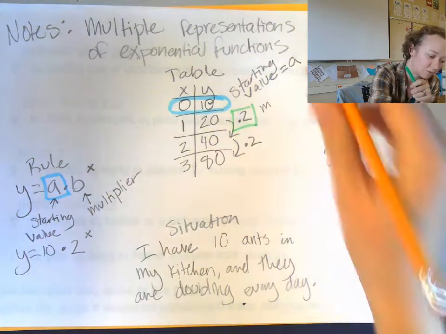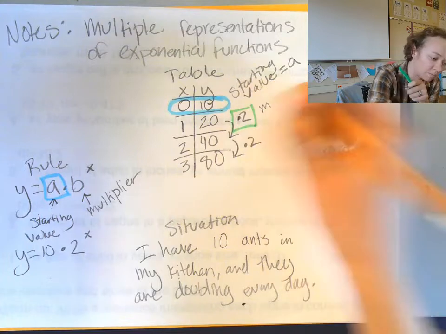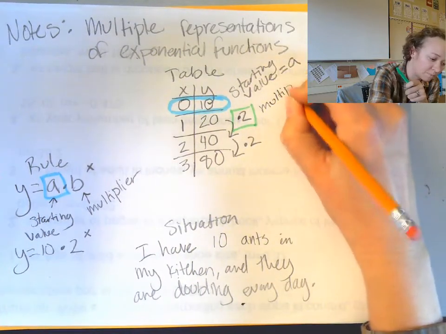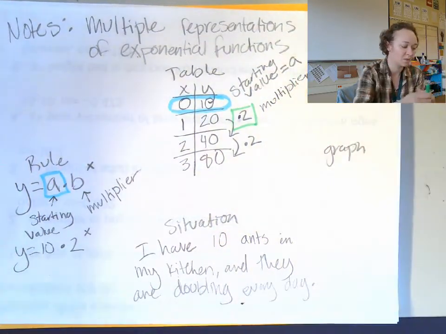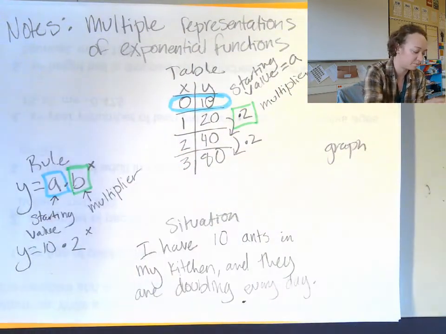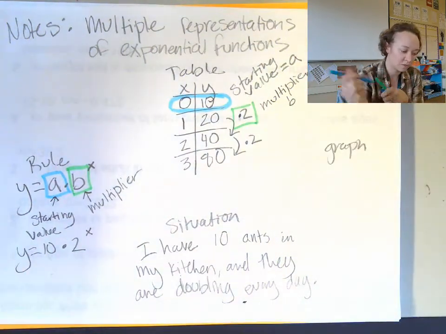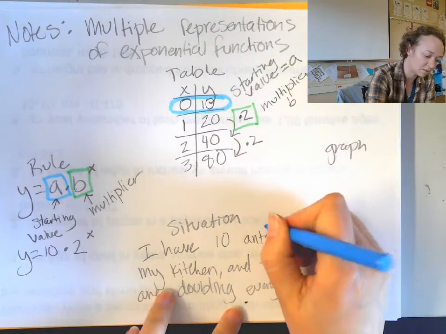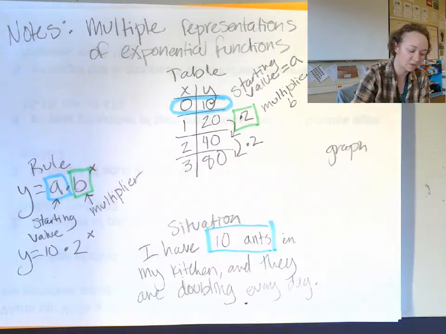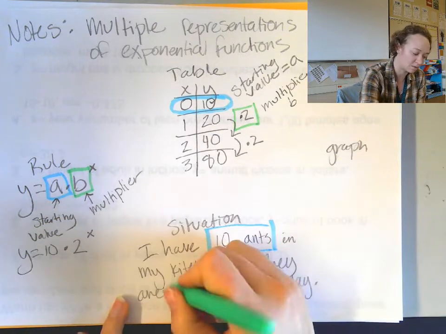And that's a times 2, not a 0.2. Okay, multiplier. So that's my B value. And I'll do that back in the original too. My 10 ants is my starting value. Doubling every day was my multiplier.